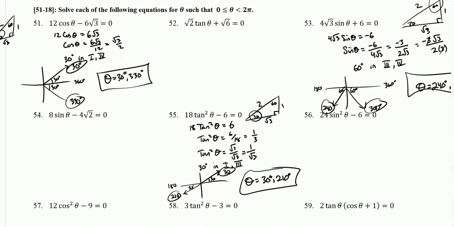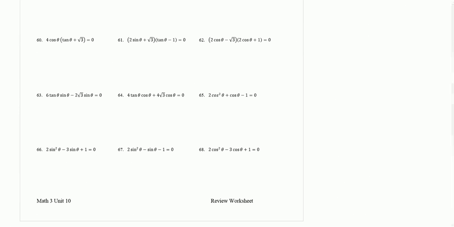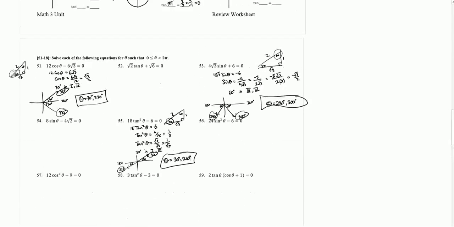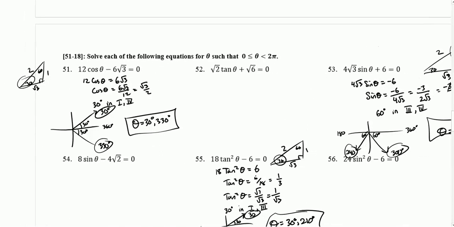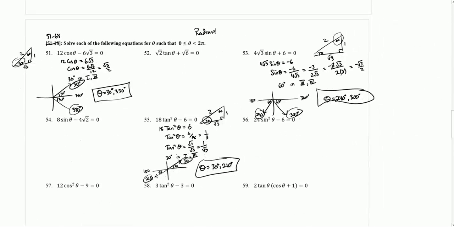By the way, it should say 51 through 68. Correct that: 51 through 68. So solve each of the following equations for theta such that theta is between 0 and 2 pi. Really, this is asking us to work in radians, and I've been working in degrees right here. So if you want, you can convert each of these to radians to follow that.